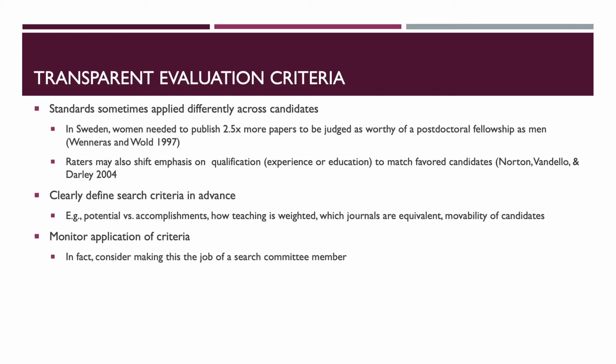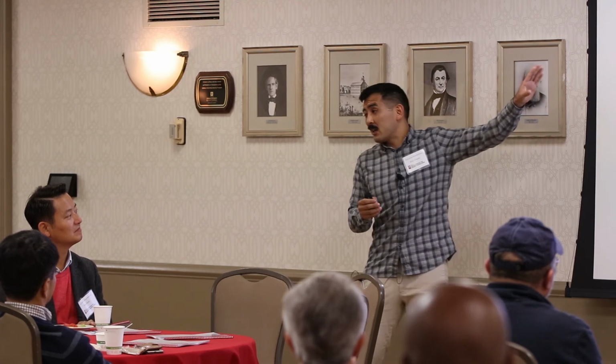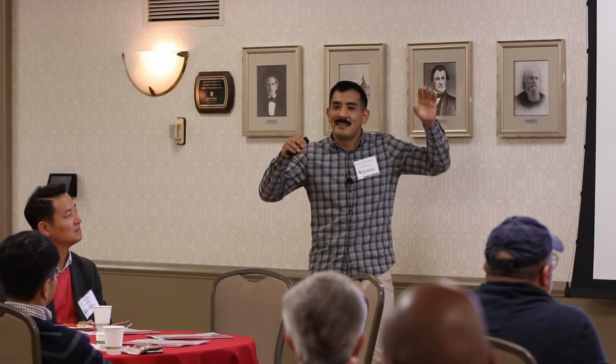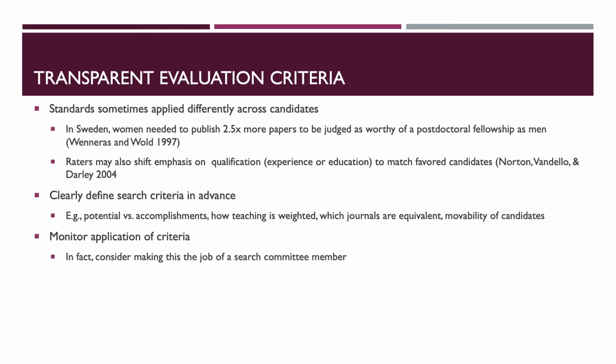Okay, so what are some other just very basic things that we know help? Well, one is just having transparent evaluation criteria. Like, what are the criteria for hiring someone, right? Making those explicitly clear. Because we know that if they are not clear, oftentimes the criteria can change based on the person that you're evaluating, right? So, in one study, it showed that women needed to publish 2.5 times more to get a postdoctoral fellowship. So things like that, right? The actual evaluations needed differed by gender.